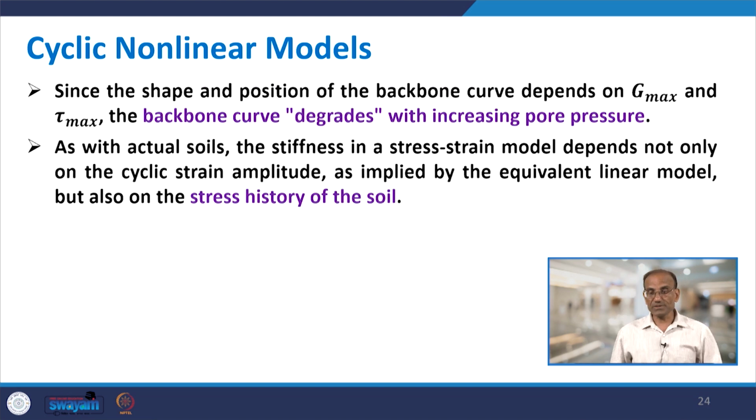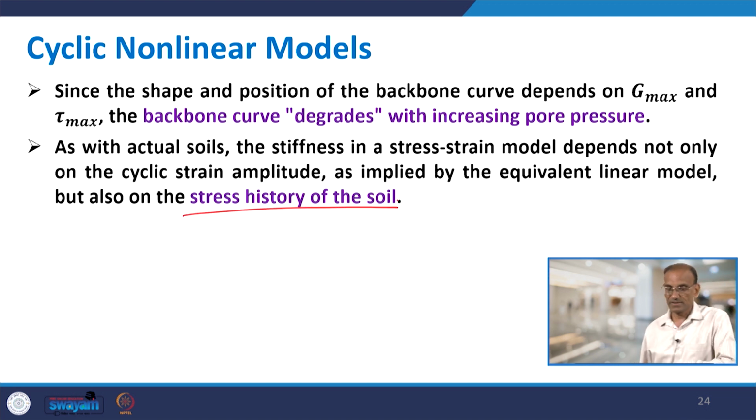Since the shape and position of the backbone curve depend on Gmax and Tmax, the backbone curve degrades with increasing pore pressure. So, it will be lower. As with actual soils, the stiffness in a stress strain curve model depends not only on the cyclic strain amplitude, as implied by the equivalent linear model, but also on the stress history of the soil.